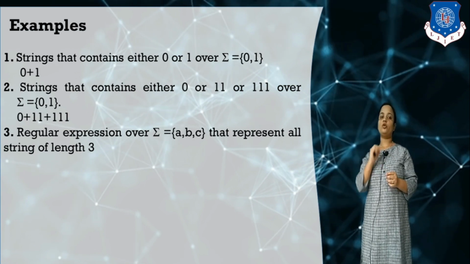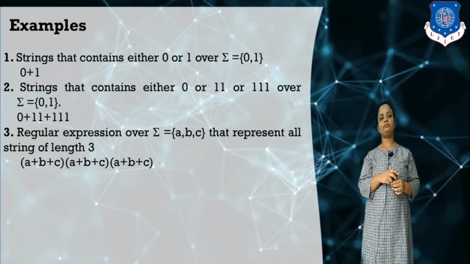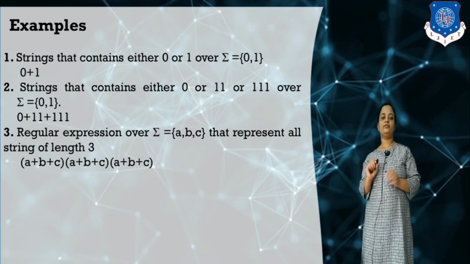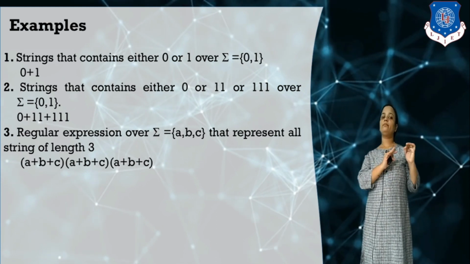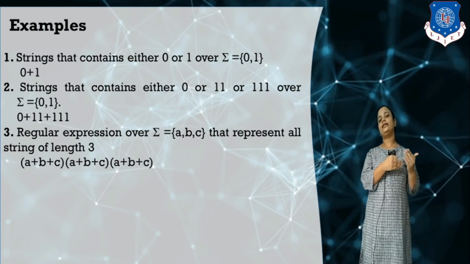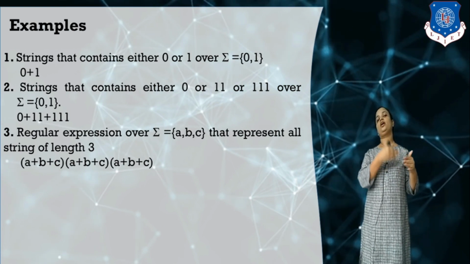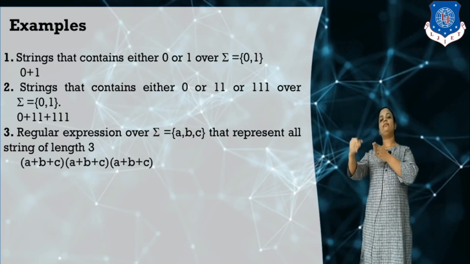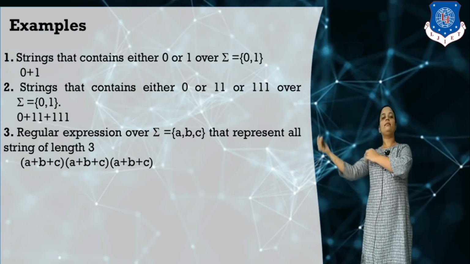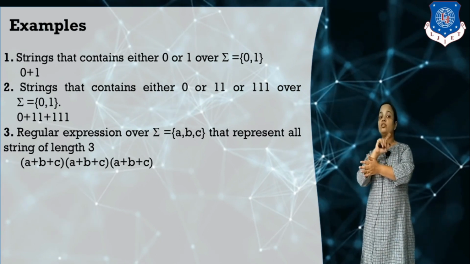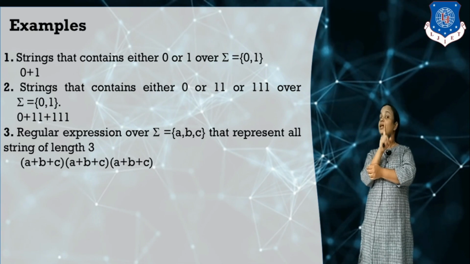So I have written down 3 terms. First, second, third, 3 terms. Now in the first term, any letter can come. Any letter means either A or B or C. In the second term, any letter can appear. In the third term, any letter. Why have I mentioned 3 terms? Because they have said the length is 3.